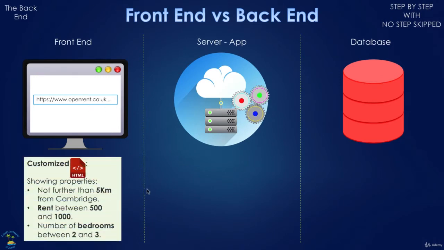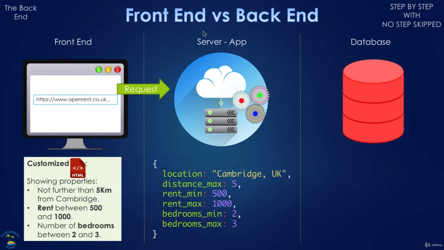In this case, we want a customized web page. So all these parameters are going to be included in the URL. And then we're going to send a request to the server. Now, once the server receives our request, the app inside the server is going to transform our request, or our query inside the URL, to a JavaScript object, which looks like this. And then the app is going to do some further work.